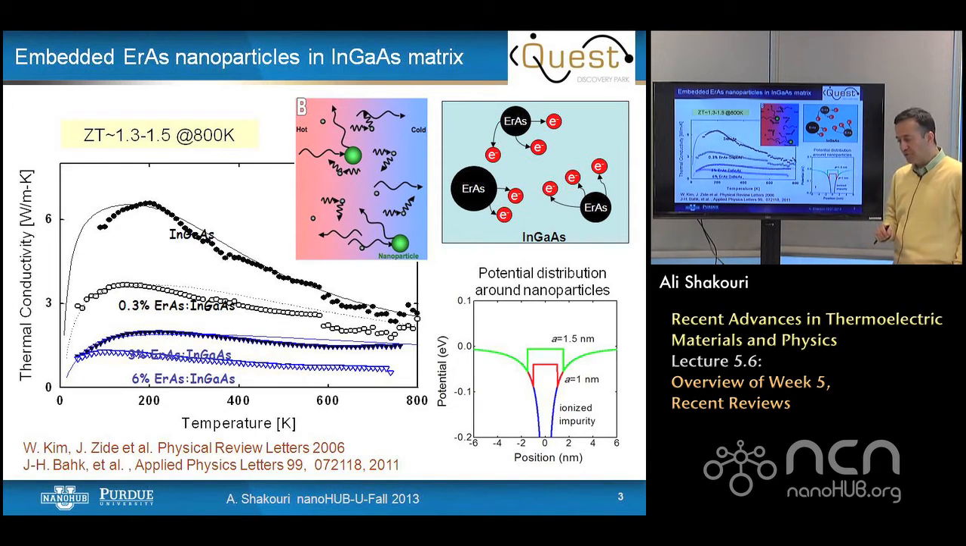And we also finished with some theoretical analysis showing that the potential distribution around the nanoparticles plays a big role, because the spatial Fourier transform of this scattering term is what gives rise to the energy dependence of the electron scattering, and that's an important factor in determining the Seebeck coefficient.